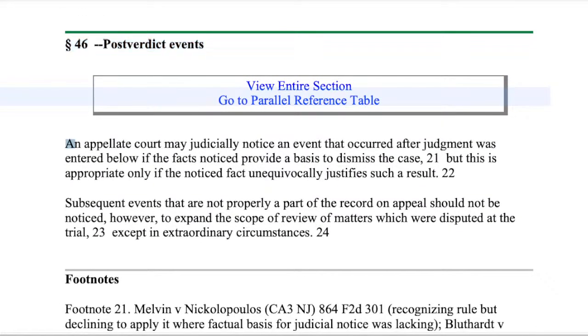Section 46. An appellate court may judicially notice an event that occurred after judgment was entered below if the facts noticed provide a basis to dismiss the case. But this is appropriate only if the noticed fact unequivocally justifies such a result. Subsequent events that are not properly a part of the record on appeal should not be noticed to expand the scope of review of matters which were disputed at the trial, except in extraordinary circumstances.